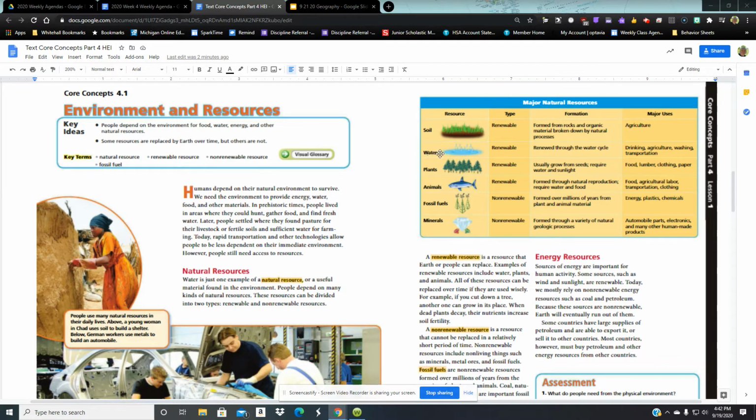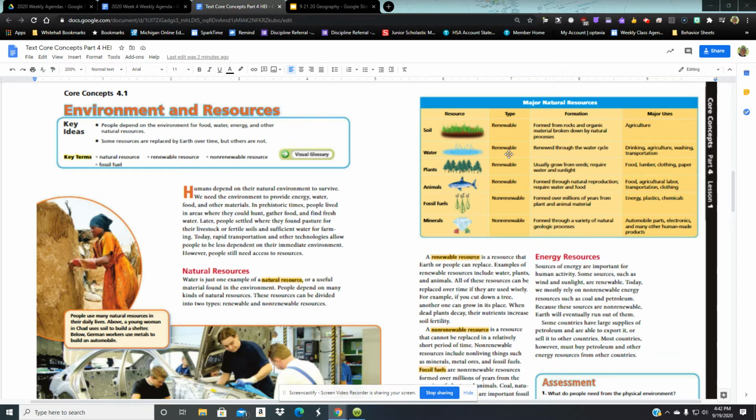Water is a renewable resource, and renewable means that earth or people can replace it or reuse it. So water is reusable as long as we don't pollute it or we can clean it. Plants are renewable because you can always plant more.